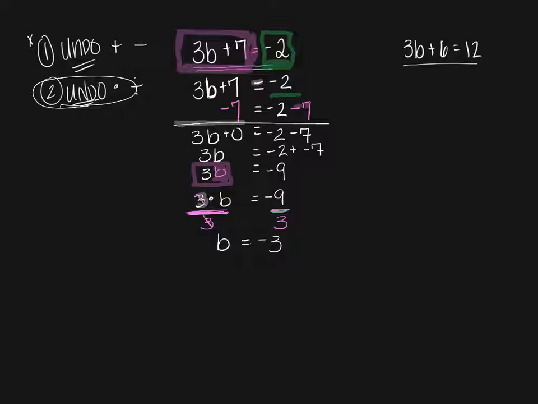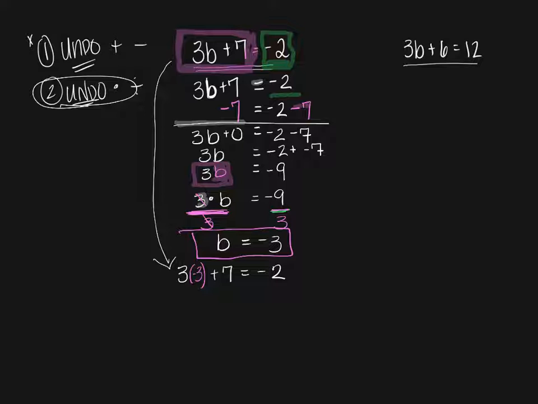Now you have to check. So I have to come back up here to this equation. I'm just going to write it again. 3b plus 7 equals negative 2. My b equaled negative 3, so I'm going to plug it in for b. Make sure to use parentheses when you plug it in. It should look exactly like this.